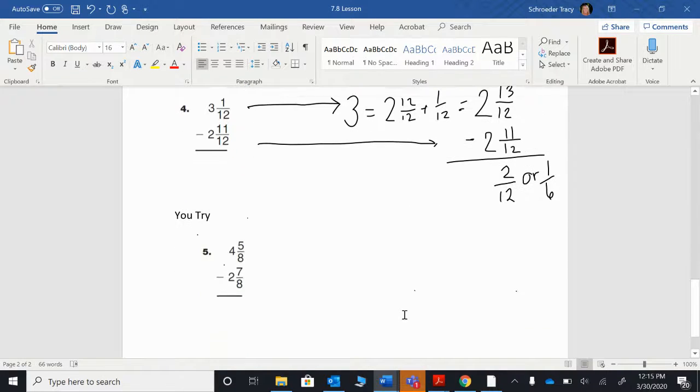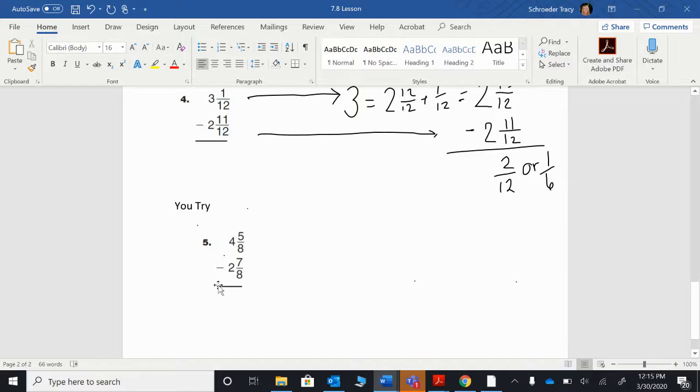I have one for you to practice below, and I'll walk you through, or walk through the steps with me. 4 5/8. 5/8 cannot take away 7/8. So I will trade and make this 3 13/8 minus 2 7/8. And then I can subtract. 3 take away 2 is 1. 13 take away 7 is 6/8.